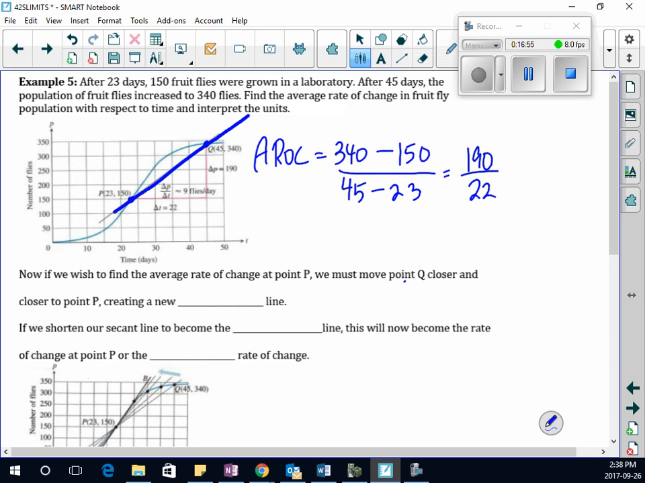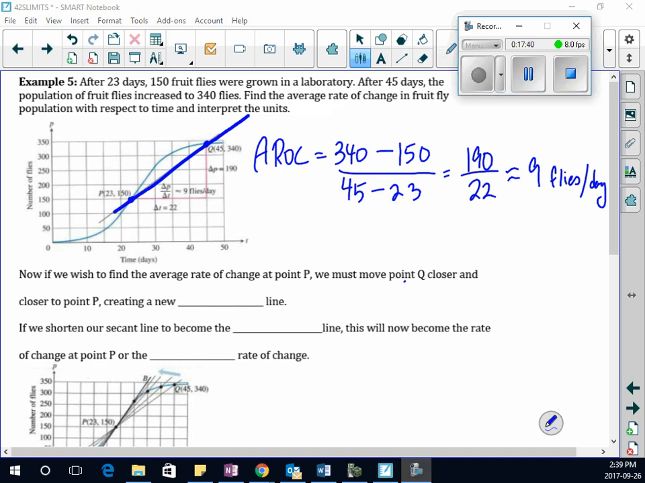And so if I actually divide that, and again, this is fruit flies per day, so this is approximately 9 flies per day. So I found the average amount of flies per day that were growing. On average, it grew 9 flies per day. So instantaneous, if I wanted to know on day 30 exactly how much it increased, that would be the instantaneous rate of change. Does that make sense to you? And I would have to find the tangent line at 30. So that slope looks like it is a little steeper, okay?